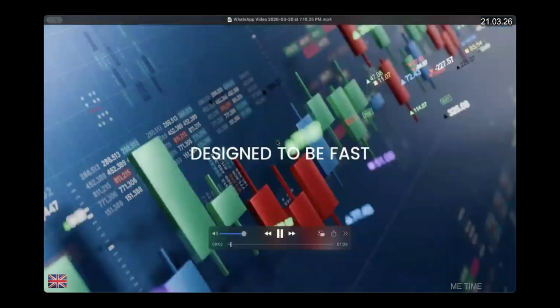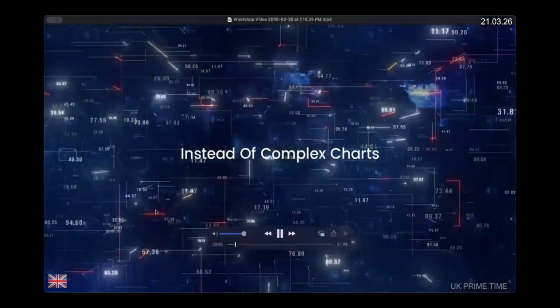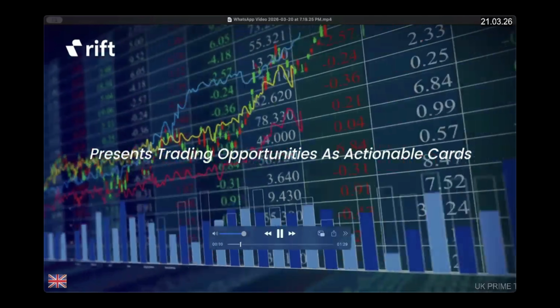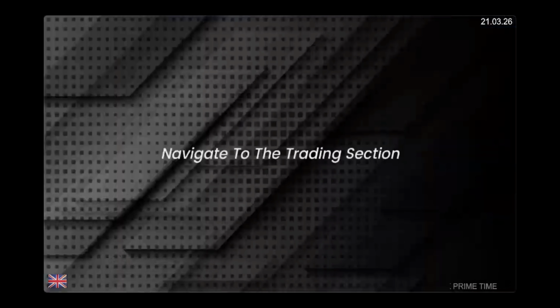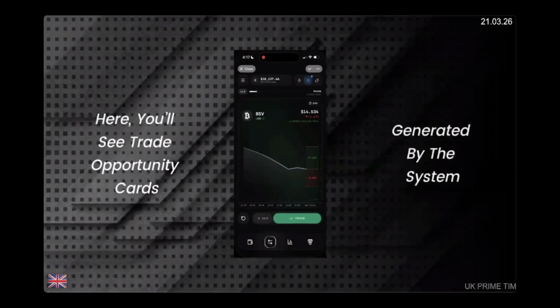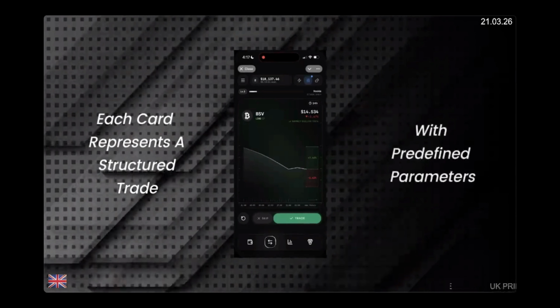Trading on Rift is designed to be fast, intuitive, and structured. Instead of complex charts, Rift presents trading opportunities as actionable cards. Step 1. Navigate to the trading section. Here, you'll see trade opportunity cards generated by the system. Each card represents a structured trade with predefined parameters.